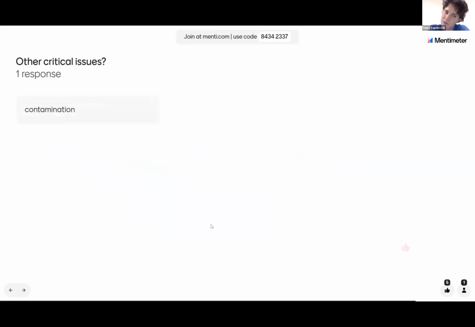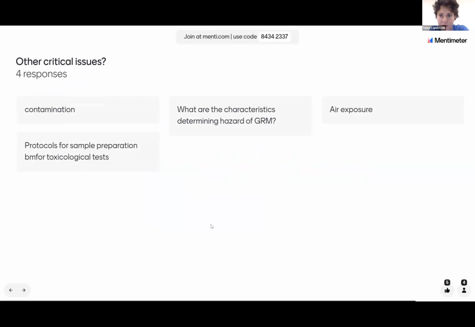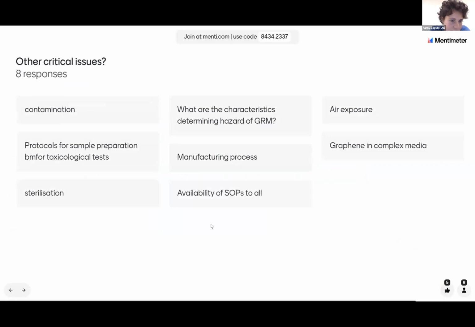Contamination. I guess that also the endotoxin contamination, the sterility, and also maybe, what do you mean by contamination? It could also be the impurities, but definitely very, very important. What are the characteristics determining hazard of the graphene-related material? Air exposure, manufacturing protocol, protocols for sample preparation for toxicological tests, graphene in complex media, sterilization, availability of SOPs to all. That I agree with. That's definitely important.